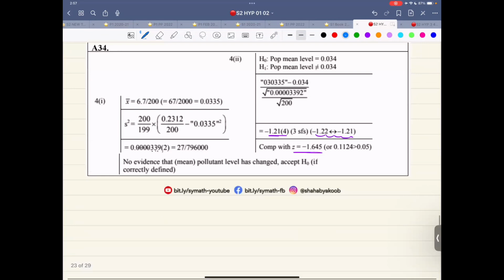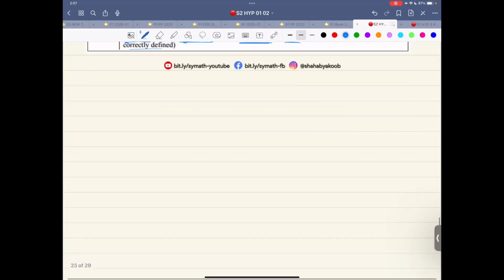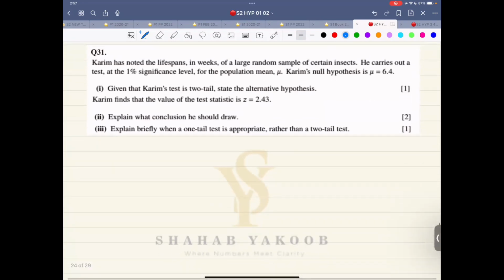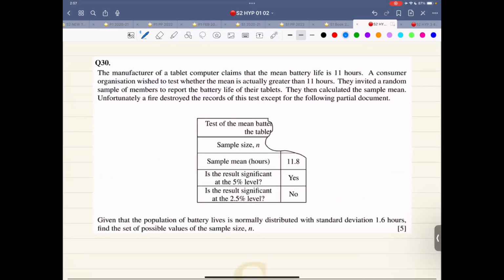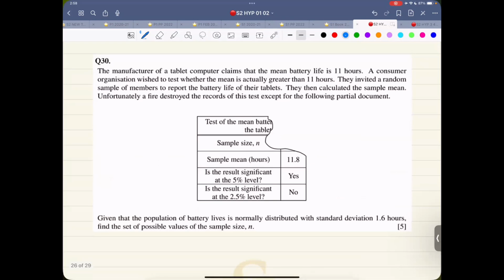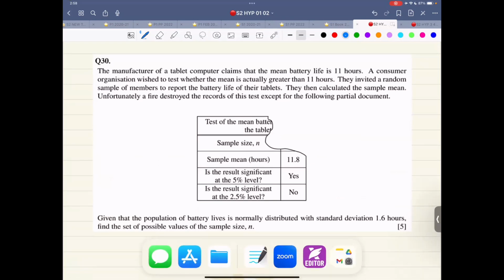So that is what I've written. No evidence that the mean pollutant level has changed, accept H0 if correctly defined. All good, all clear. So now let me try out this particular question. A very nice question. Just go through it, try it out, and then I'll tell you the solution. Take around 3 minutes. Let me pause the recording.